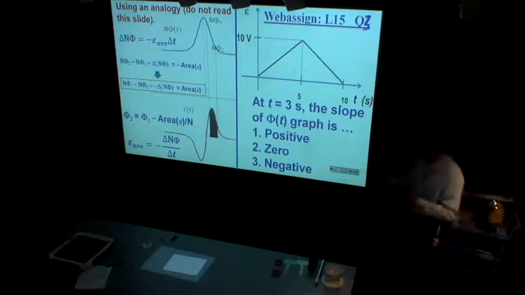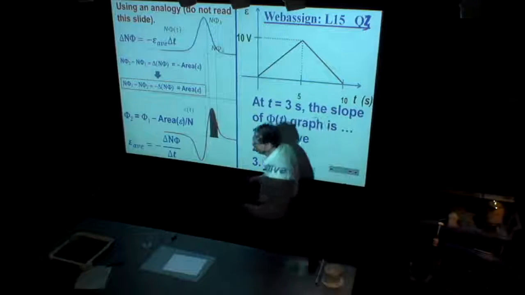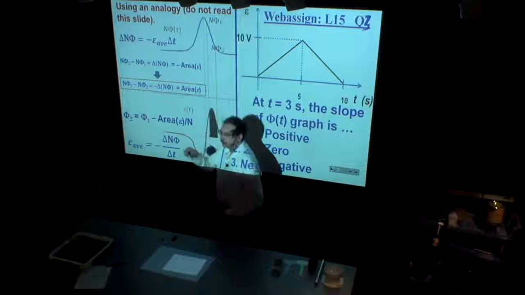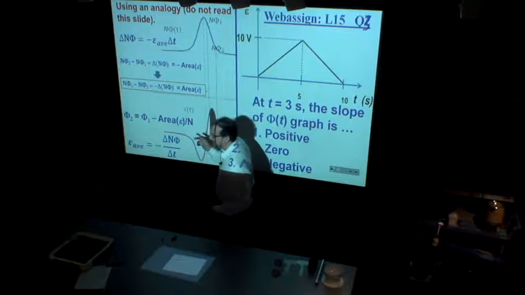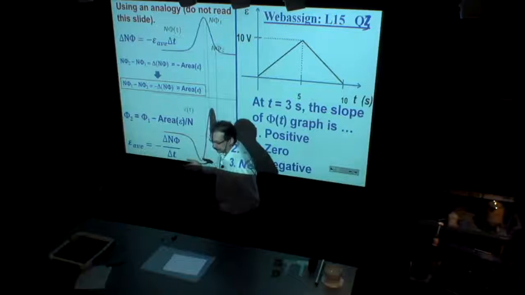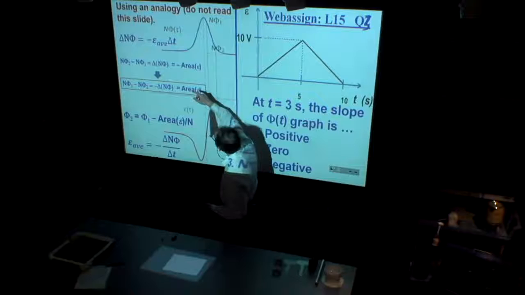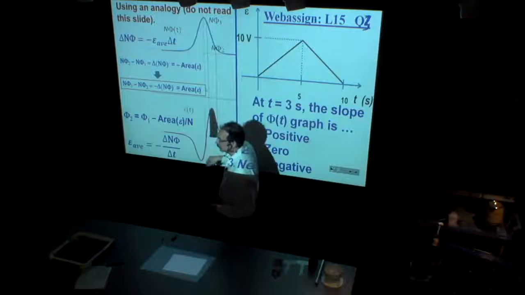So this is just an enlarged picture of the graphs, and we use the analogy between position and velocity here to analyze the relationship between flux and EMF. If this is the graph of the flux, the slope times negative one gives the graph of the EMF. How do we make the transition backwards?